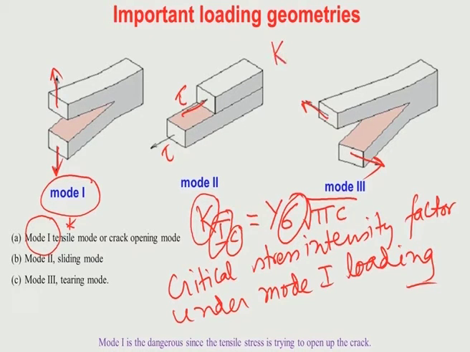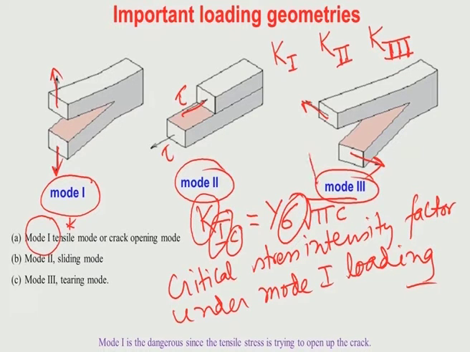Similarly, since you have K1, the stress intensity factor under mode 1, one can also designate K2 and K3. So, K1, K2, K3 essentially mean the stress intensity factor under mode 1, mode 2 and mode 3 loading. These are 3 different kinds of loading configuration I have shown in this slide. Depending on the loading configuration, you can define the stress intensity factor under the 3 different modes of loading.